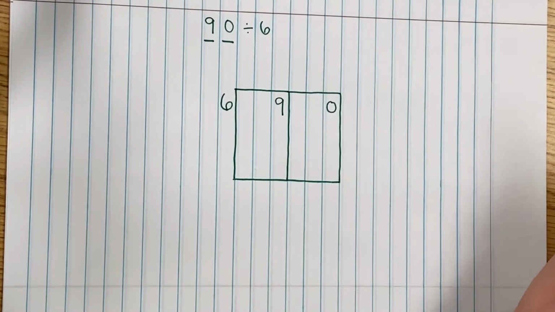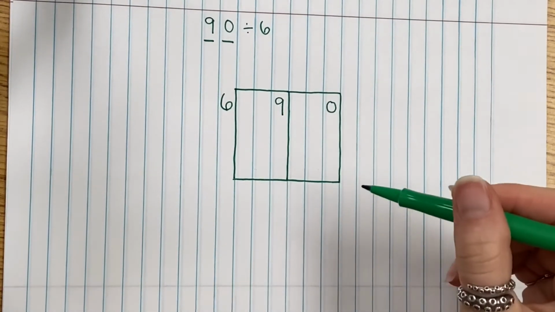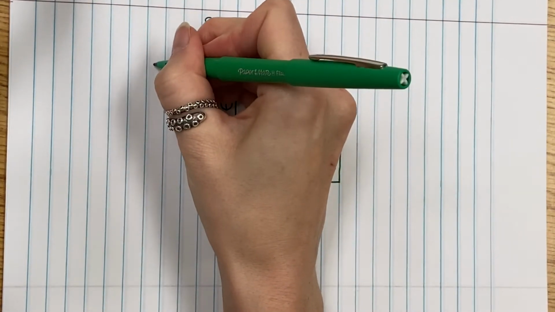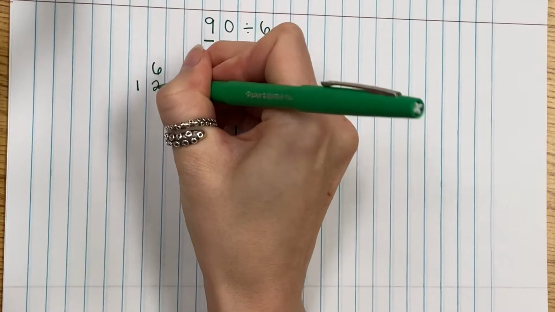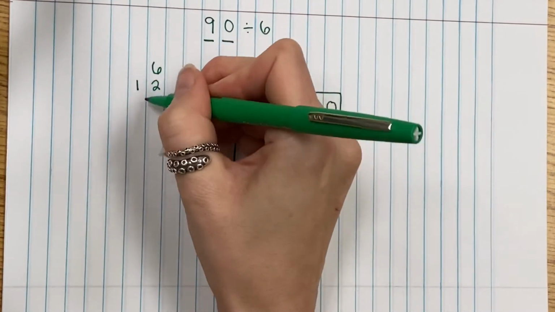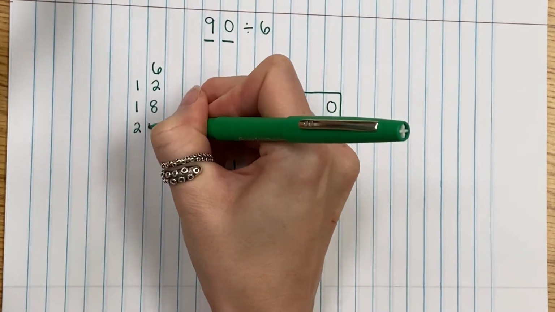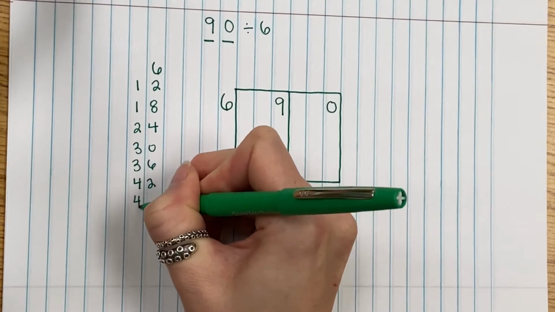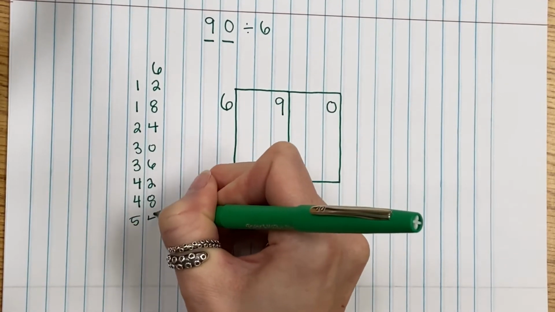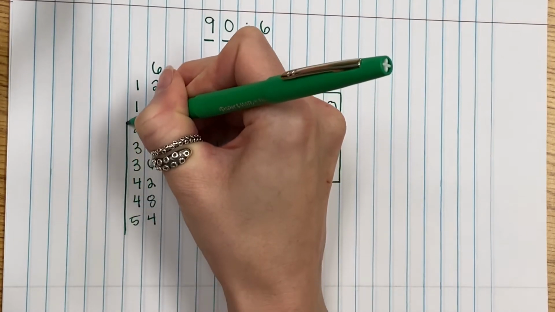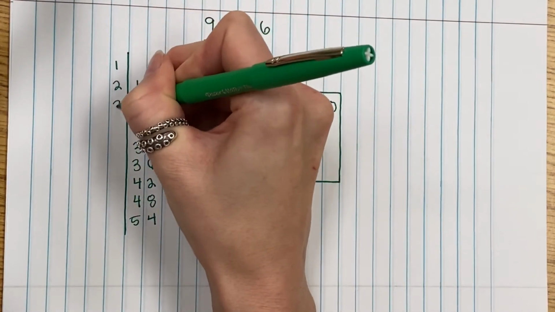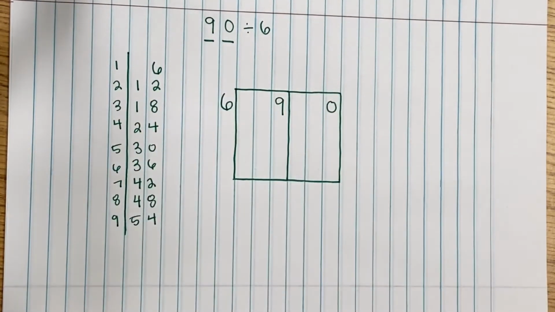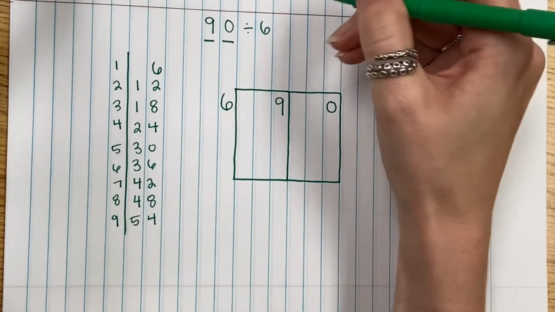I need to do 2 things before I can start dividing. I need to do my multiples of 6, as well as write down my steps for the long division process. So I'm going to do my multiples of 6 off to the side. Notice how I'm keeping my place values in the same columns. Okay, now that I have my multiples, I'm going to write down the steps for my division process.